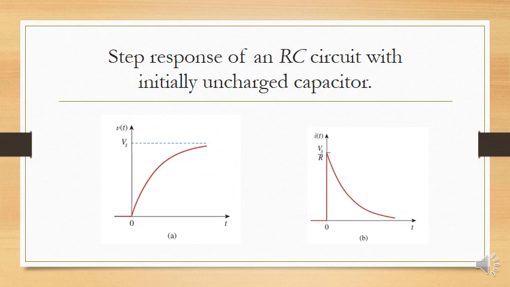Now, step response of RC circuit with initially charged capacitor. Initially charged capacitor means it is having some charge initially before time t equals 0. So, for voltage it is initially increasing, and for current it is slowly decreasing. They are opposite to each other.